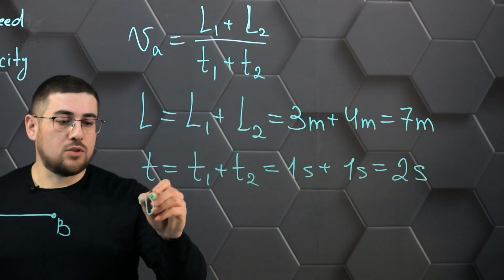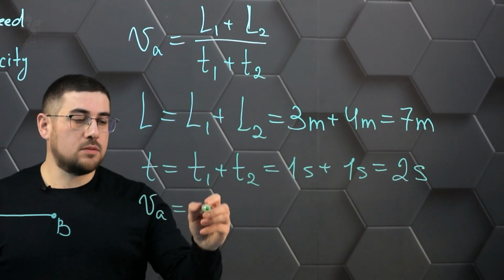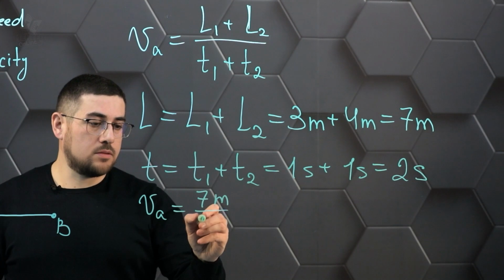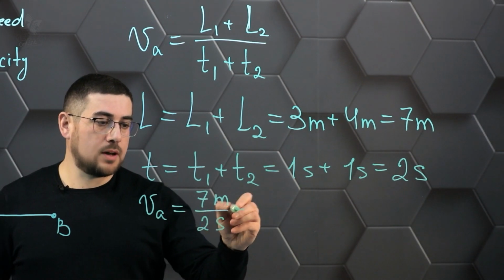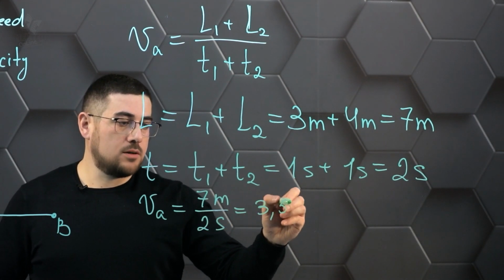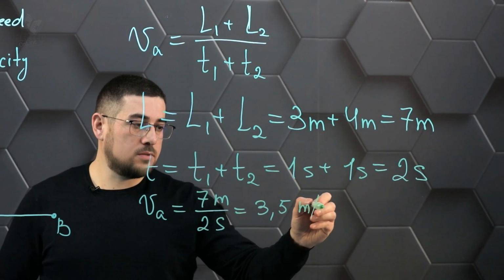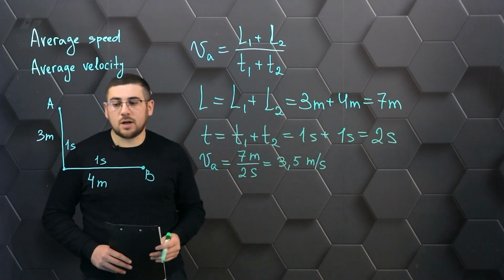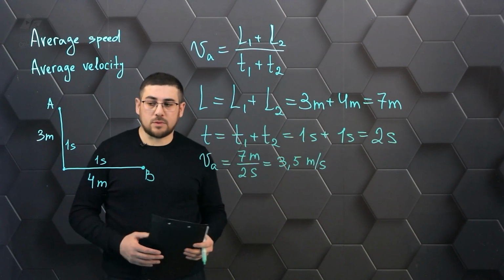Then the average speed modulo is equal to the ratio of the total path to the total time. And we get an answer of 3.5 meters per second. This is the average speed modulo, or also called the average traveling speed.